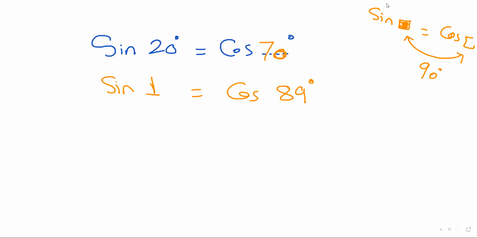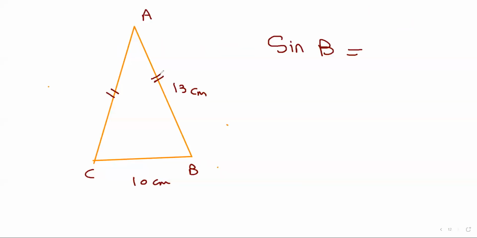Did you get it? Here in this triangle, an isosceles triangle, the two sides are equal: AB is equal to AC. This side is 13, and the base is 10. I want to get sine B. To find sine, cosine, or tan, you must have a right-angled triangle, and here we don't. So we are going to construct a perpendicular from A to BC.